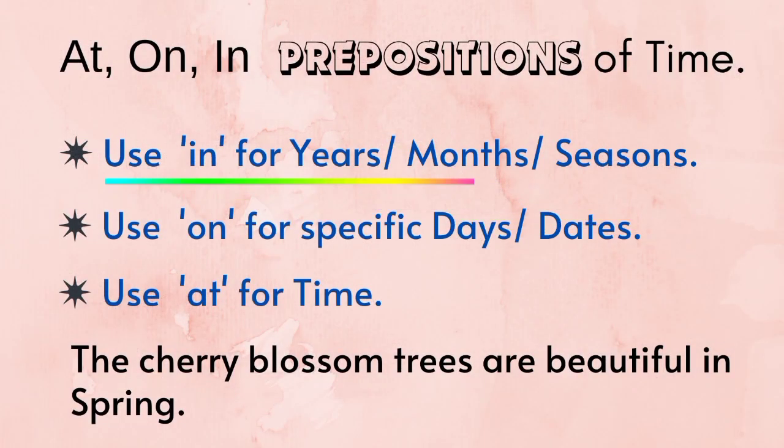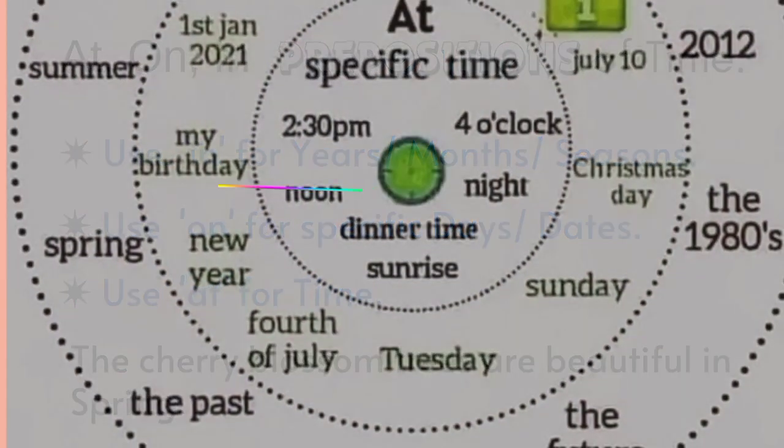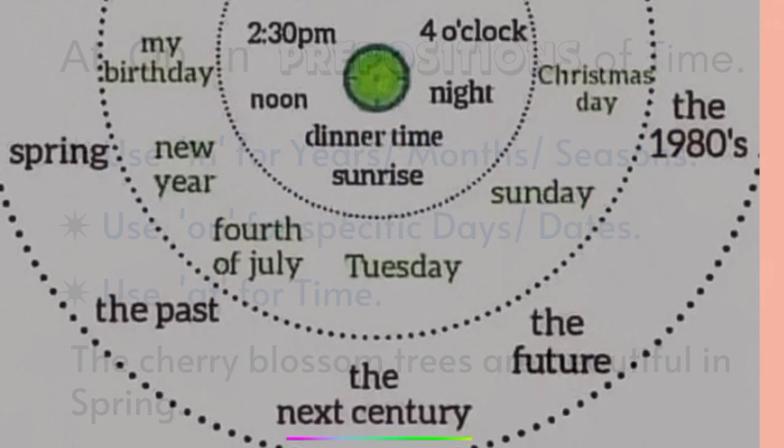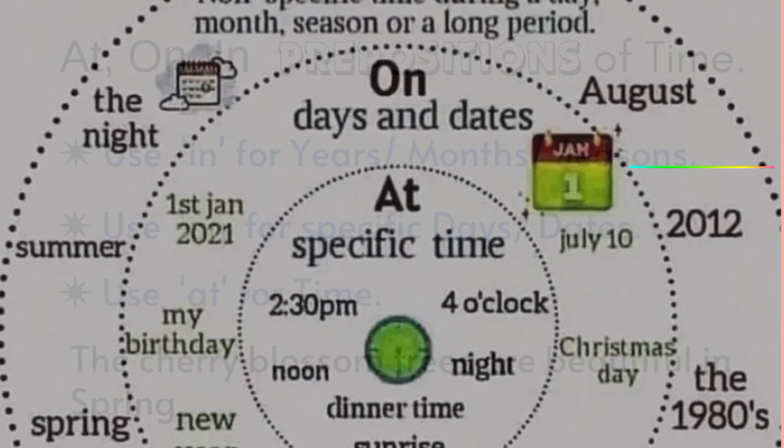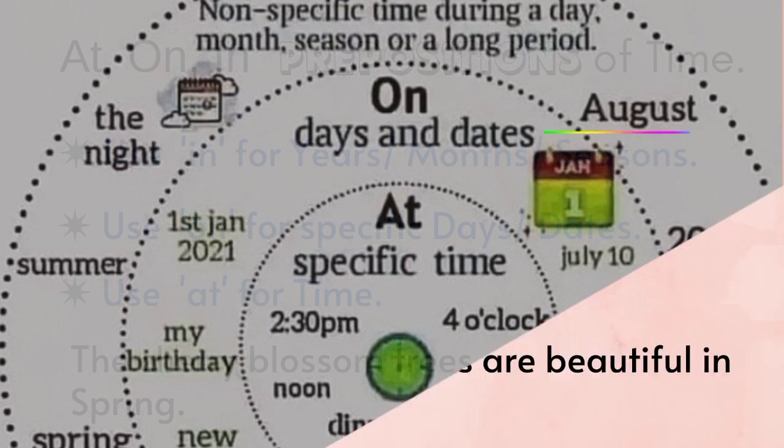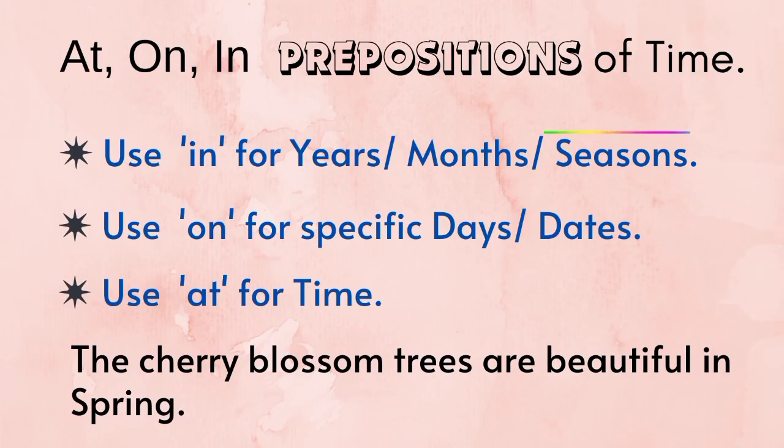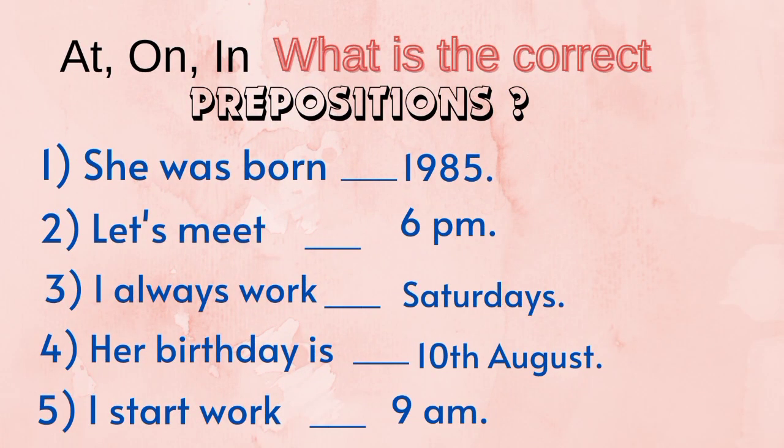The preposition in is the least specific. It is used for years, months, seasons, decades, etc. For example, in summer, in spring, in the past, in the next century, in the future, in the 1980s, in August, etc. The cherry blossom trees are beautiful in spring. In spring. Now let us practice some sentences.